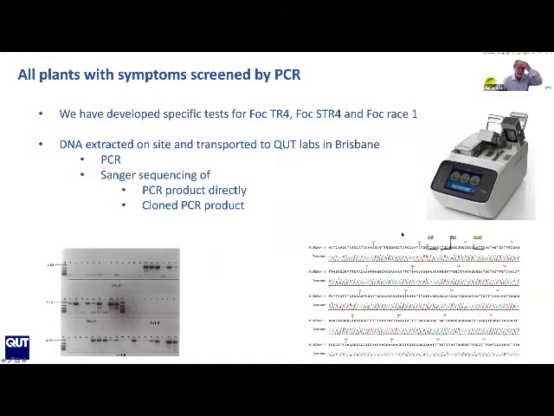So we've now developed specific tests for tropical race 4, subtropical race 4, and race 1. These are sets of primers which differentiate between each one of those very simply. We do all of our DNA extractions on site, and then we bring all those DNA samples back to Brisbane, and they're screened by PCR, but many of them are also screened by sequencing, and sometimes of the PCR product. For those interested, we also clone that and sequence it as well.